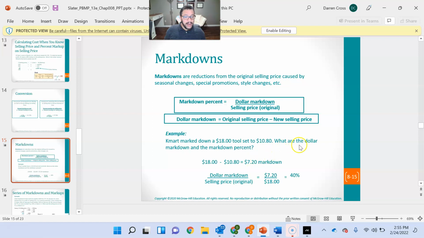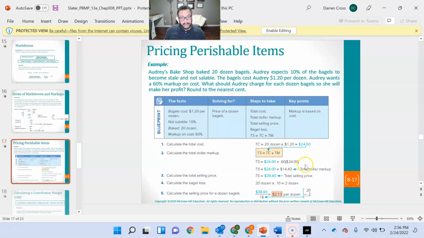Now they want to know what the markdown percent is. It's always the dollar markdown divided by the original selling price. Always. What did we start with before? All right. So 7.20 divided by the original selling price, $18, that's 40%.